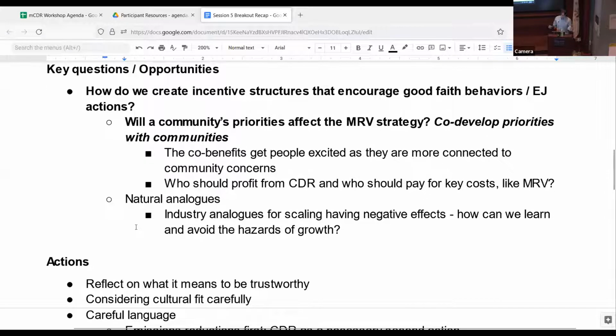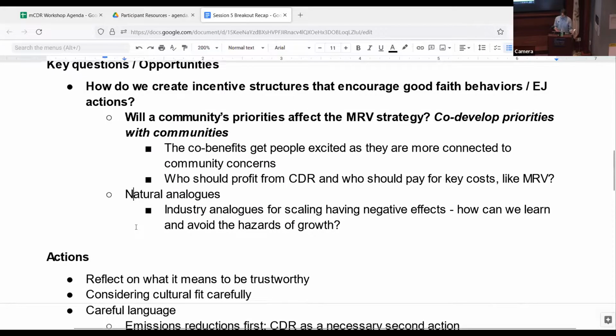We talked a little bit about co-benefits. Sometimes the megafauna thing with marine biology gets people excited, so we're thinking about ocean acidification and other stuff like that that could also get communities excited.